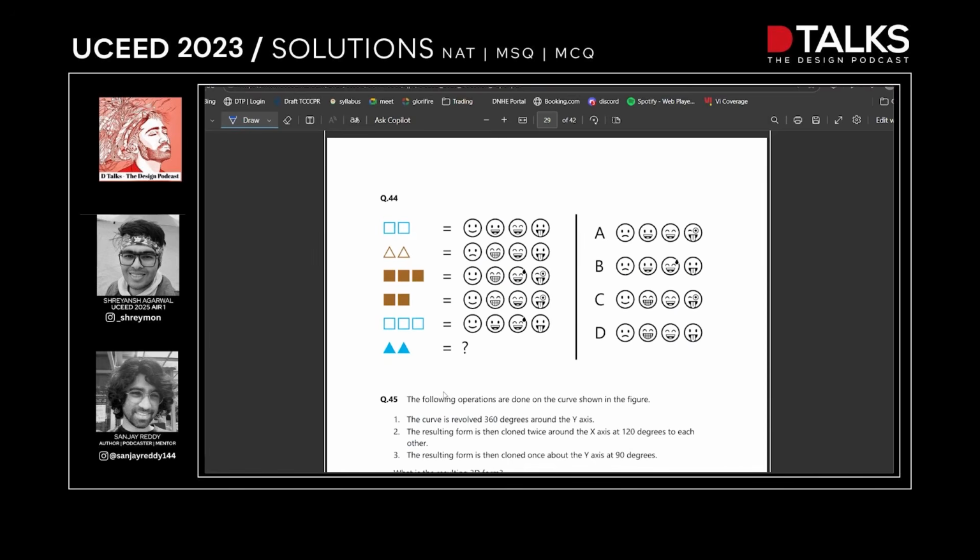44. This is an interesting one. Yeah, this is a very fun one. So if you see, whenever there are squares, there's a smiley, and the only one with the triangle has a frown. So that means the first row is denoting what shape it is. Since we want triangles, it's gonna be a frowny face. Okay. The second one.